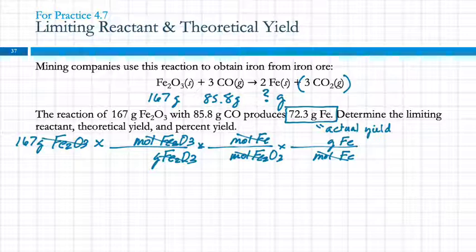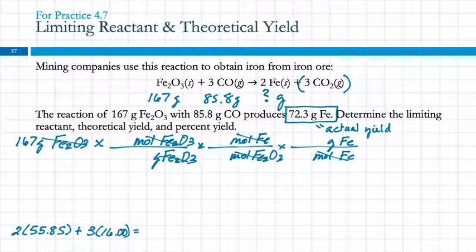So that first term is a molar mass. I need the molar mass of Fe2O3. So 2 times the mass of iron plus 3 times the mass of oxygen, 159.7. So 1 mole of Fe2O3 is 159.7 grams.